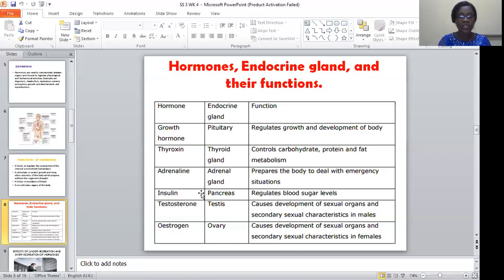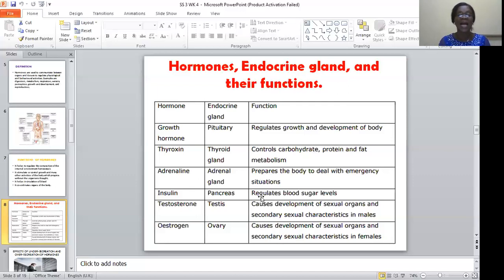We also have another one which is called insulin. Insulin is produced at the pancreas. This helps to regulate the blood sugar level in our body. Insulin will always help to break down every sugar content in our body, glucose and the rest. And once this is done, it will help to regulate the sugar level in our system. If our insulin is not functioning well, because of high sugar content, it will result in what we call diabetes.